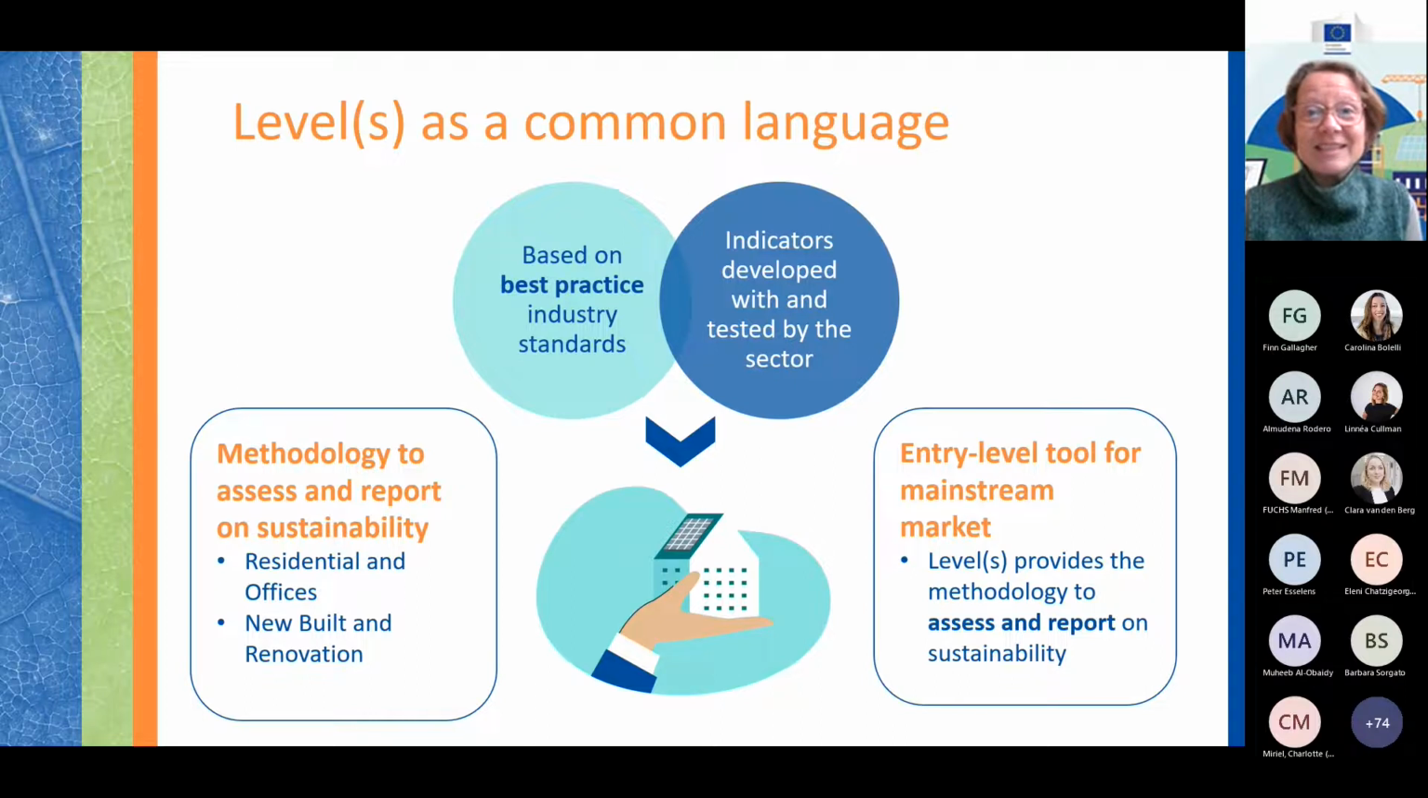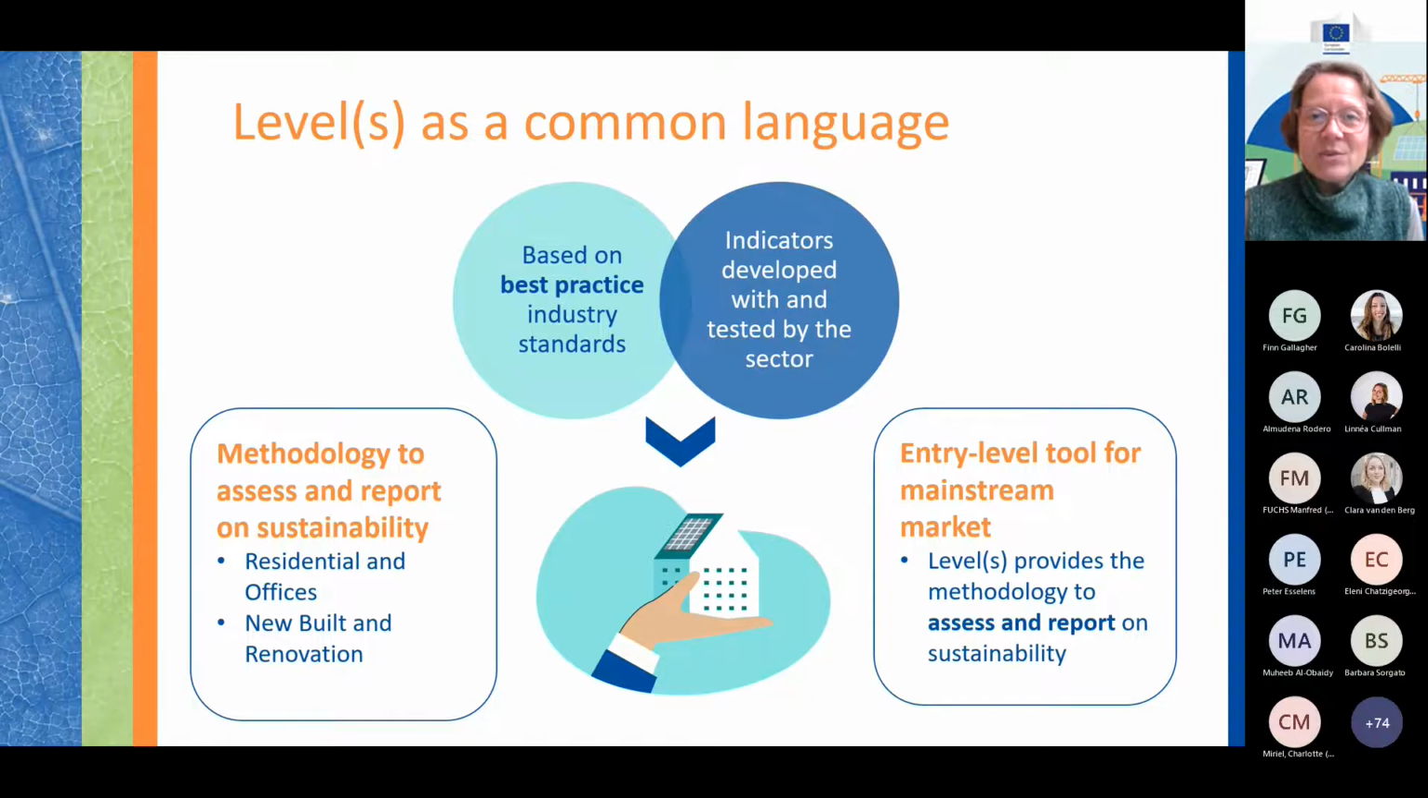Now, having said that, it's great as a starting point for those who are not so used to it. It really provides a progressive way of working with the different indicators, so that it is also indeed very useful for those who are more or less experts in this area as well. Now, Levels has been developed to cater for both residential buildings and offices. I'm also aware of schools having used it, and that has worked very well as well. We have developed it so that it works for new buildings as well as for renovation projects.